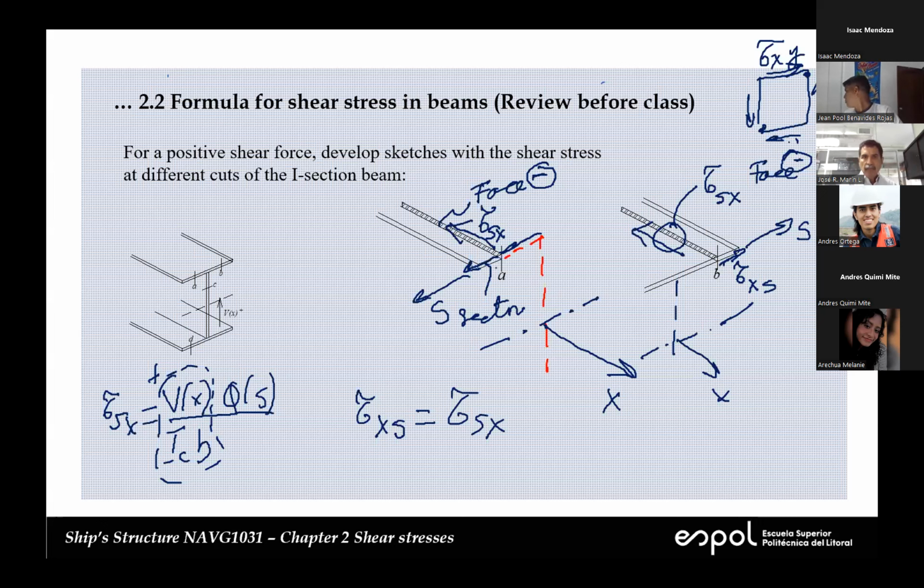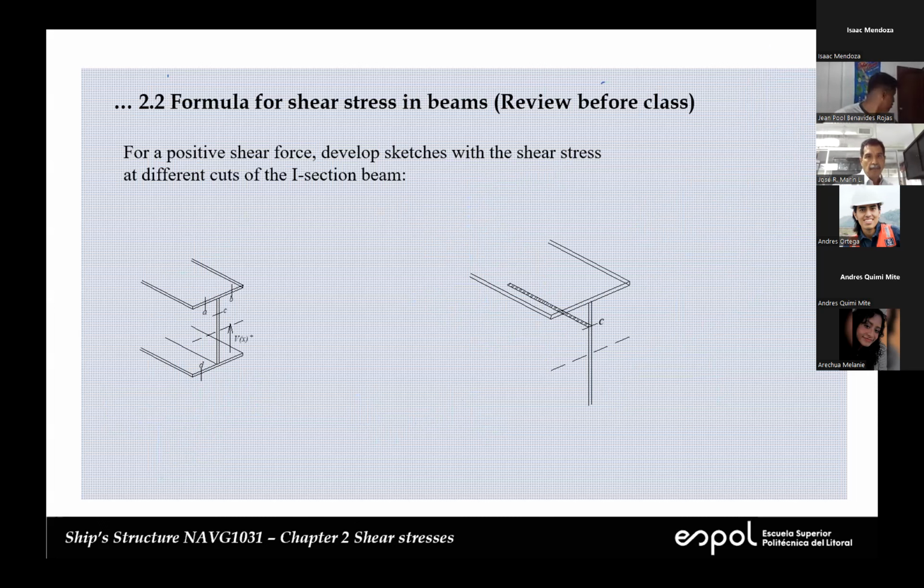Okay, so we have done so far the analysis in cuts A and B. Let's analyze cut C, which is on the web, the next page. Here, this is the analysis at cut C. You see here, that's cut C on the web.